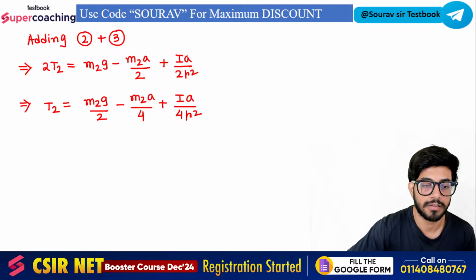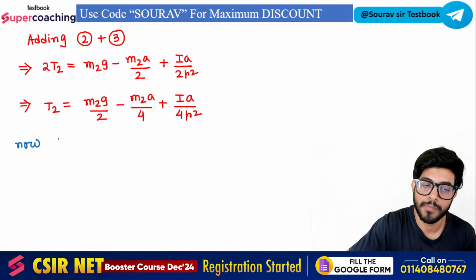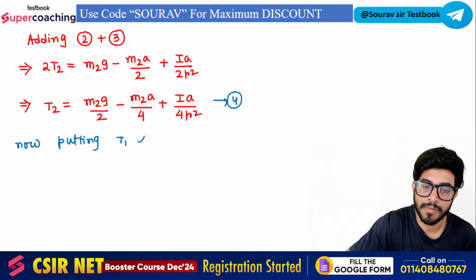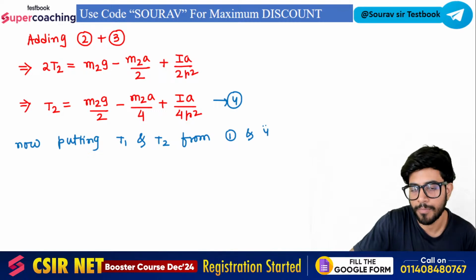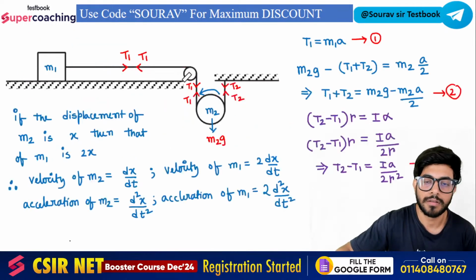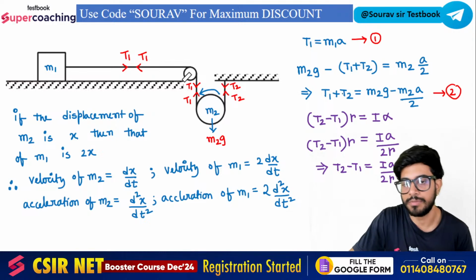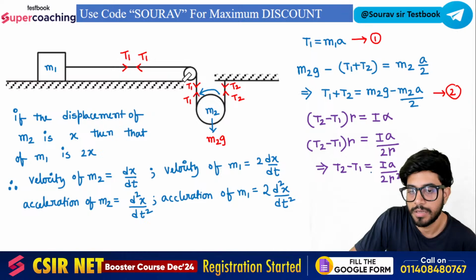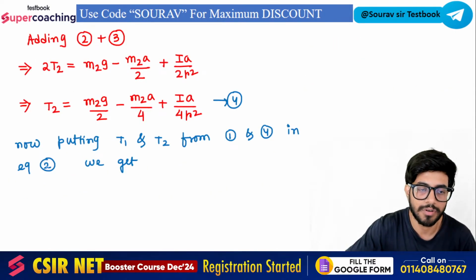I can write it here. This is from 3, so this equation has to be equation 4. Putting T1 and T2 from 1 and 4 in equation 2, or better, put it in equation 1, you will get a nice result. In equation 2 it will be a linear result.